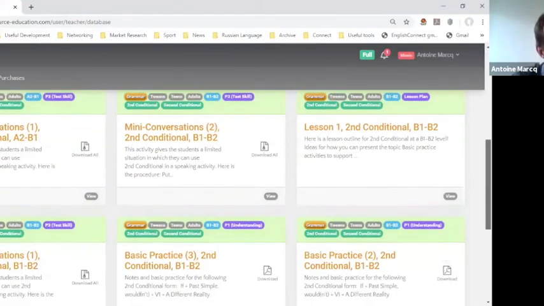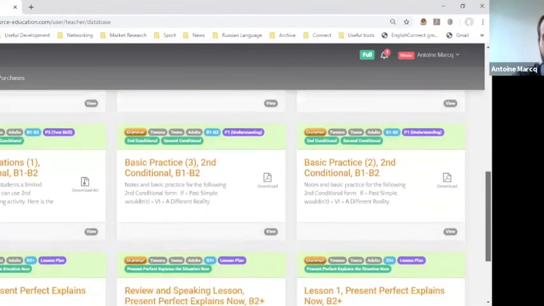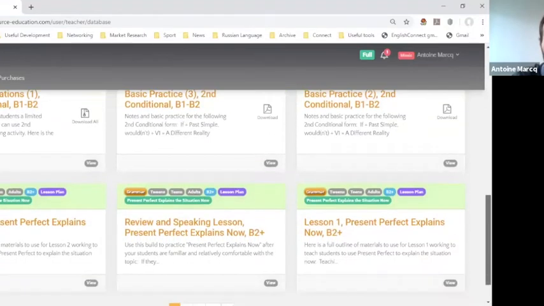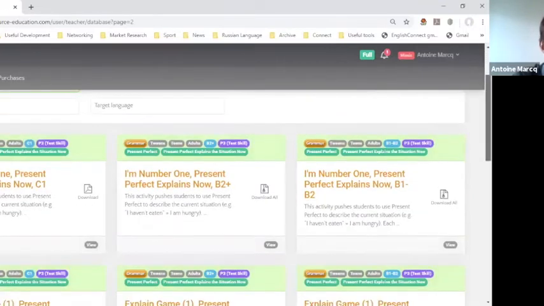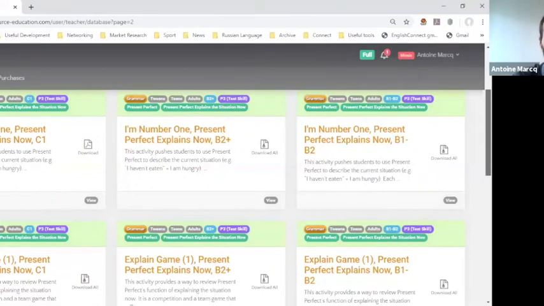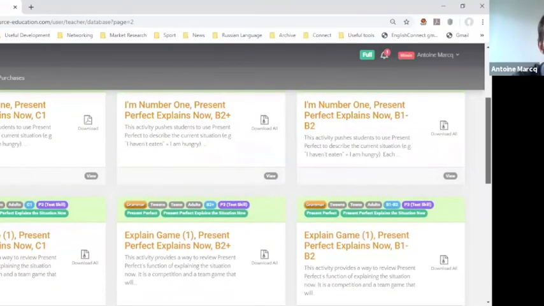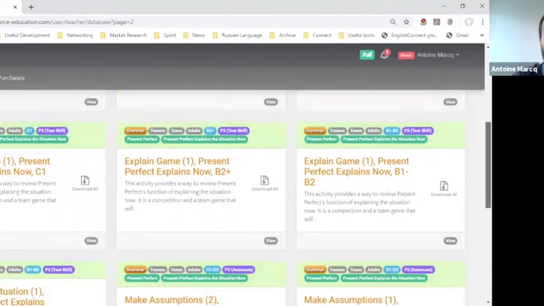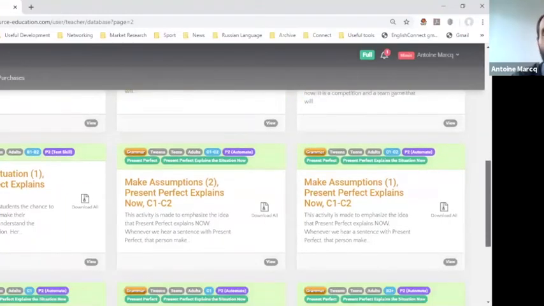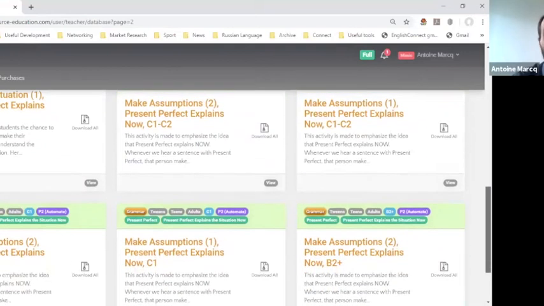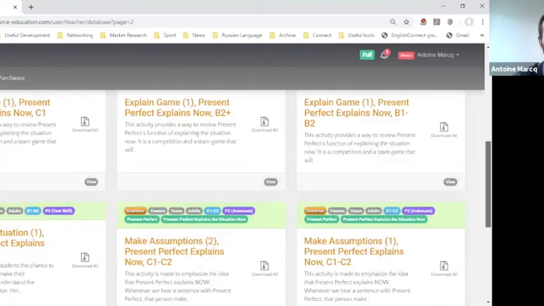So look, those are second conditional. I'll show you that later. There's also a lesson plan for second conditional. Here are the lesson plans for present perfect. And there you have it. I'm number one explains now, C1, B2 plus, B1, B2. Oh, the explain game is a lot of fun as well. I'll show you that. You see, explain the situation, make assumptions. There are loads and loads of these activities.